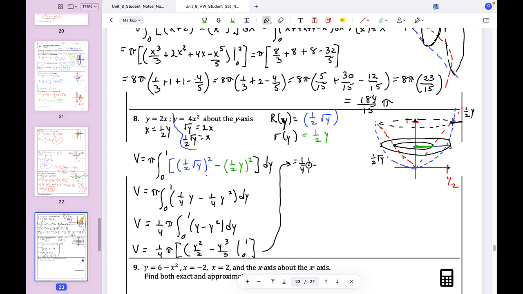Equals 1/4 pi. We're going to substitute the 1 back in there, so that's 1/2 minus 1/3. And then when we substitute the 0 in there, it just ends up being 0, right? So we have 1/4 pi, this will be 3/6 minus 2/6, which equals 1/4 pi times 1/6, which gives me 1/24 pi.